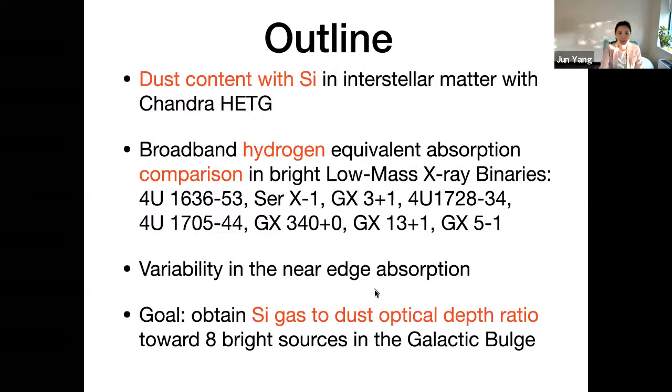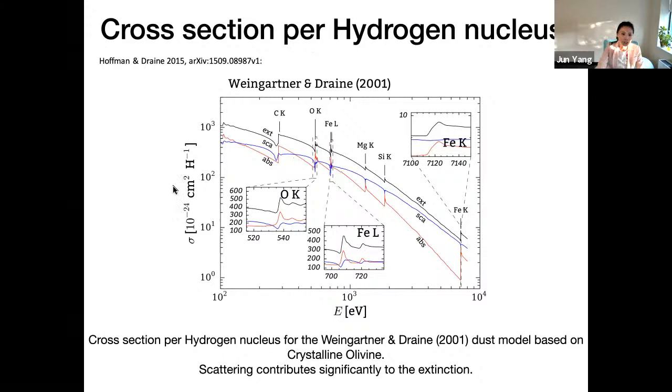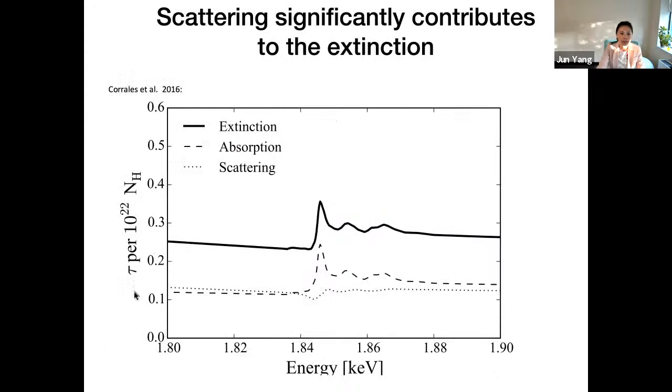This figure shows the cross section per hydrogen nucleus for the Weingartner dust model. The blue line is the scattering, the red is the absorption, and the black is the extinction. So we can say the scattering significantly contributes to the extinction. This is the optical depth as a function of energy. We can say the scattering contributes to the extinction almost equally to the absorption.